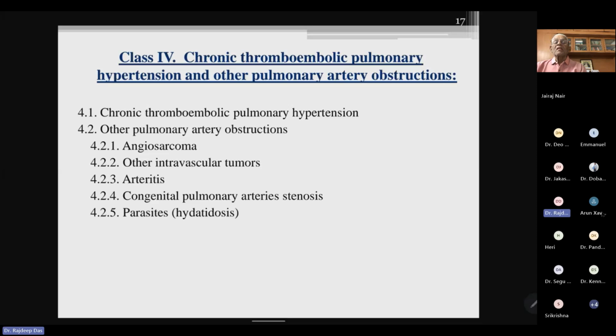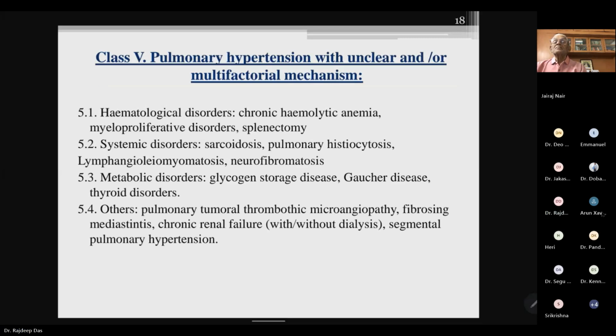Now, class 5 is pulmonary hypertension with unclear or multifactorial mechanism. There may be some multifactorial diseases associated with pulmonary hypertension, like chronic hemolytic anemia, myeloproliferative disorder, other systemic connective tissue disorder, sarcoidosis, pulmonary histiocytosis, neurofibromatosis, other metabolic disorders like glycogen storage disease, Gaucher disease, thyroid disorders, or fibrosing mediastinitis, chronic renal failure, or segmental pulmonary hypertension.